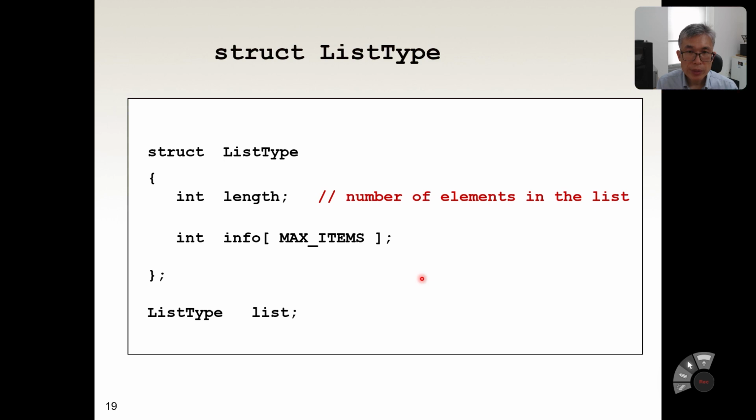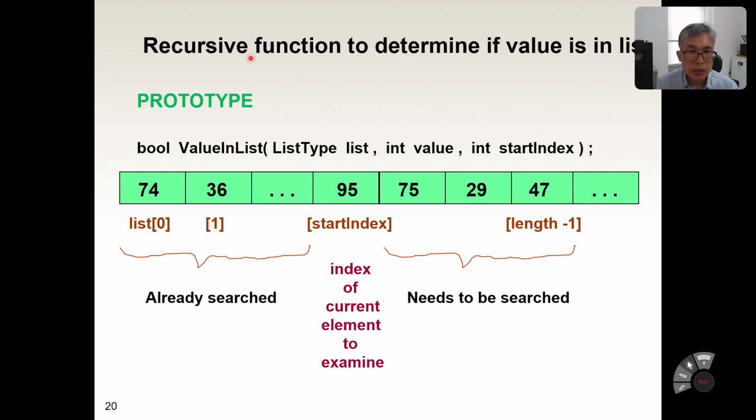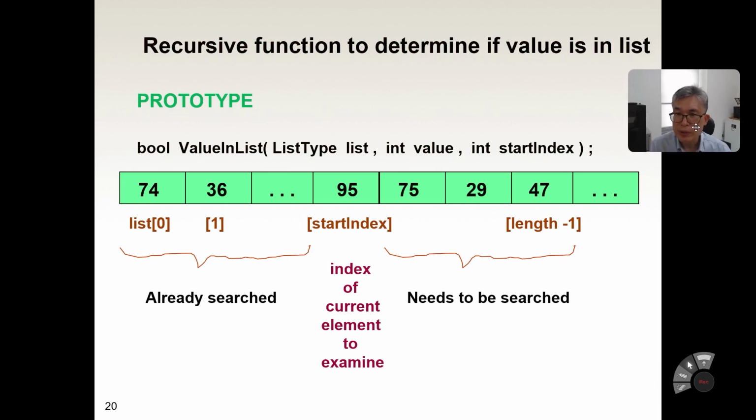Now we can define a list, because of the recursive function case: if a linked list is given, print out the linked list values recursively. So we define a struct list type with int length, the number of elements in the list, and then info here. In this case we are using an array rather than an actual linked list, and list type list. And then a recursive function to determine if a value is in the list.